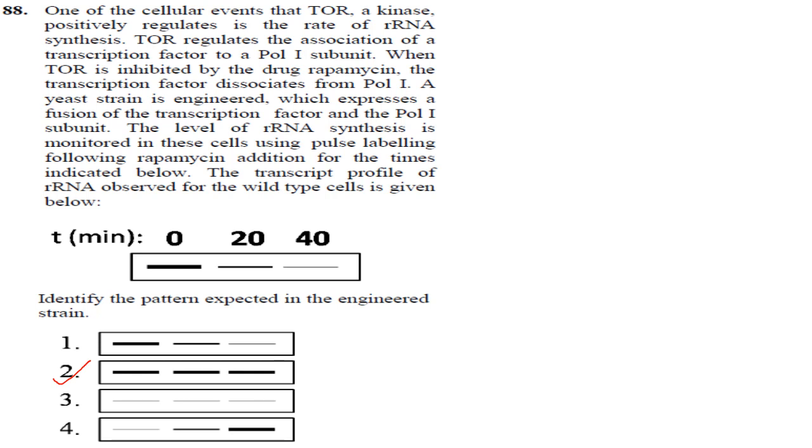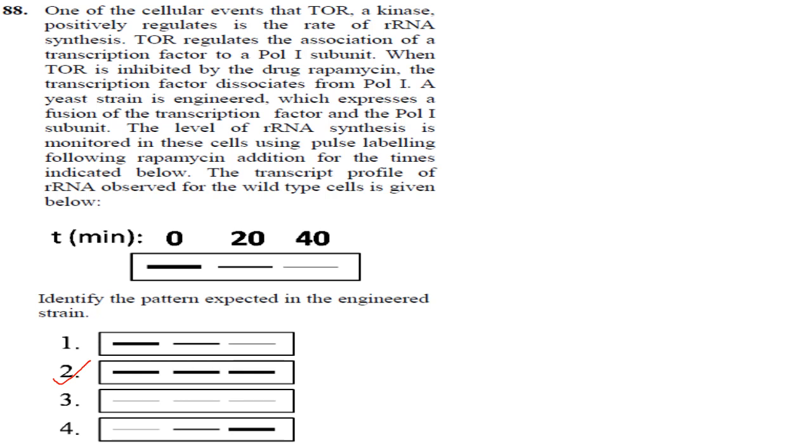The level of rRNA synthesis is monitored in these cells during pulse labeling following rapamycin addition for the times indicated below. So if you add rapamycin, the TOR is inhibited. How? The transcription factor dissociates from the Pol1. The transcript profile of the rRNA observed for the wild type cell is given below. This is for the wild type cell. Identify the pattern expected in the engineered strain.